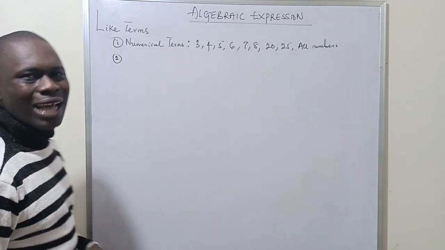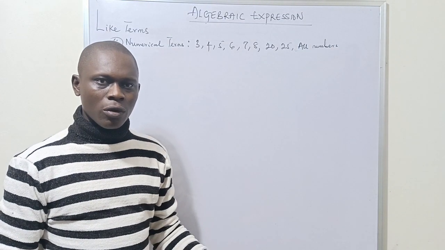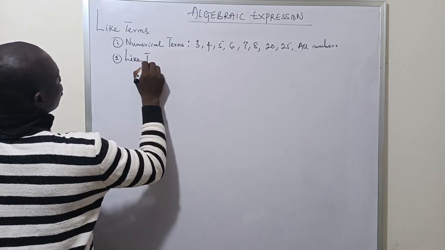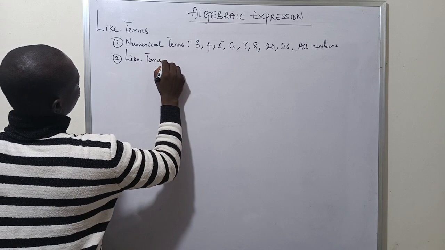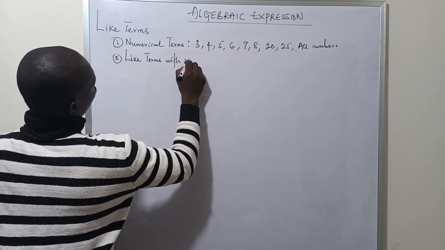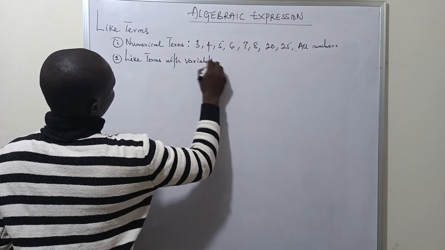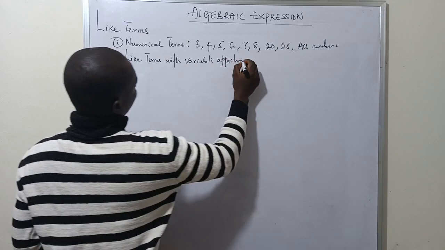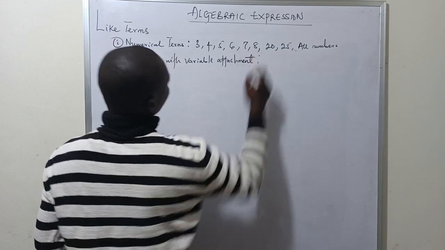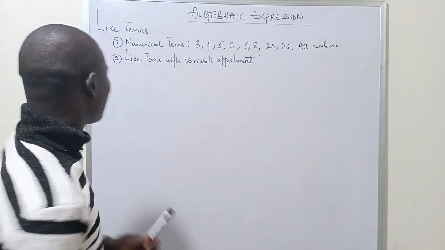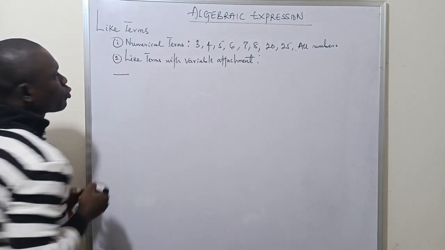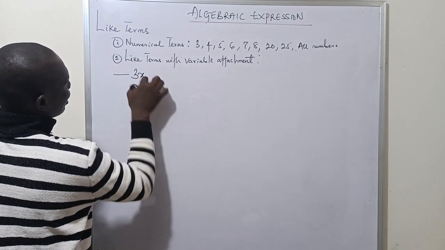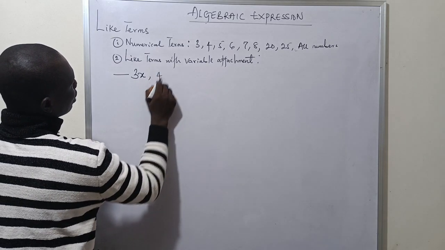Now, another group of like terms here. We could also have like terms attached with variable attachments. Under this, we could have something like our 3x here. All of these are like terms.